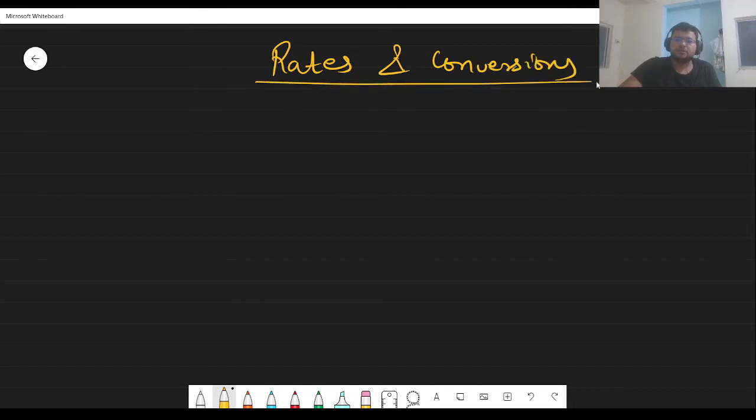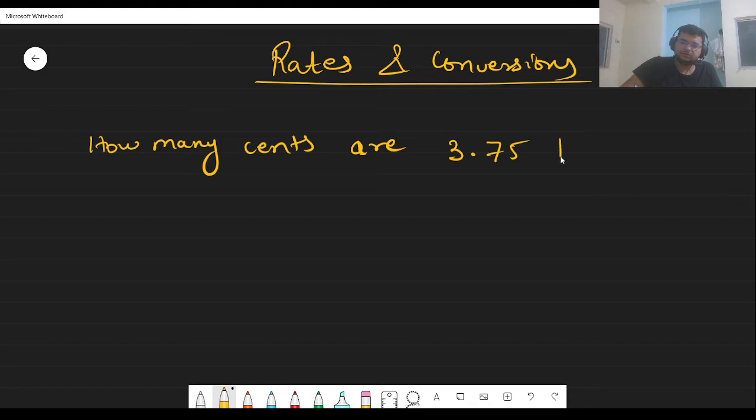A basic example I can take: how many cents are in $3.75? How can I solve this?